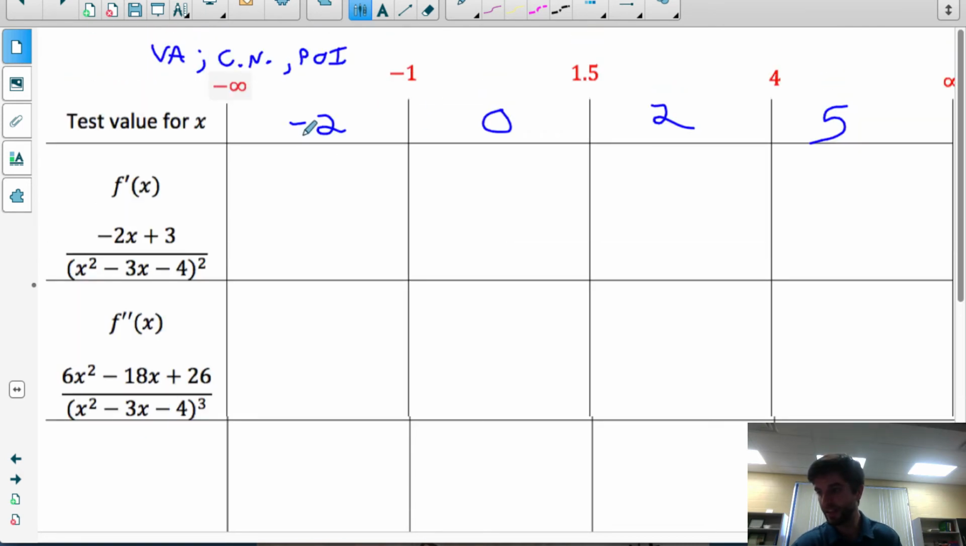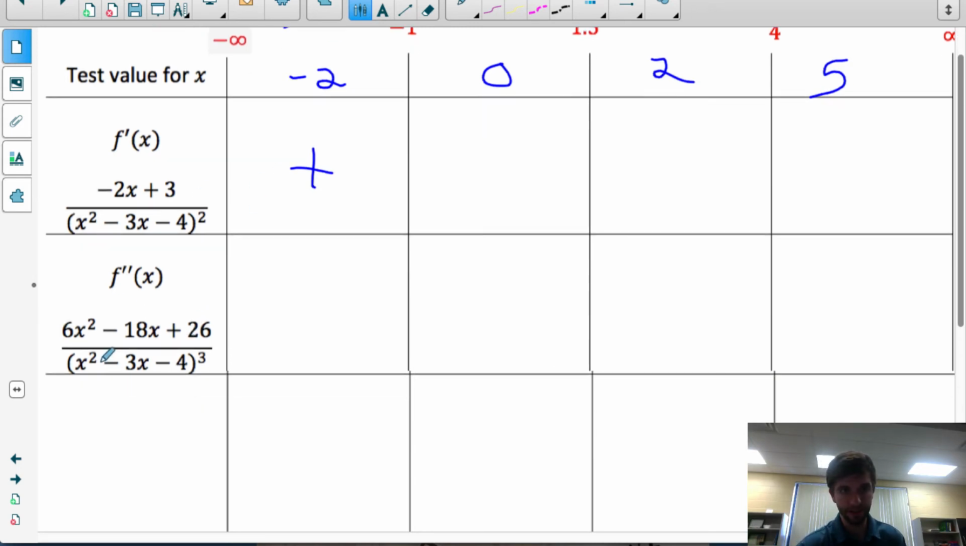So if I plug -2 into the first derivative, well, I know the denominator is always going to be positive, right, because it's squared. But if I plug -2 into here, -2 times -2 is 4, plus 3 is 7, so it's positive. So positive over a positive is going to be positive, right? I only care about the sign of the first derivative and the second derivative in each interval. How about the second derivative? If I plug -2 into the second derivative, trust me on this one, or go ahead and plug it in and test it. If we plug -2 in for all these x's and evaluate, we'll get a positive answer as well.